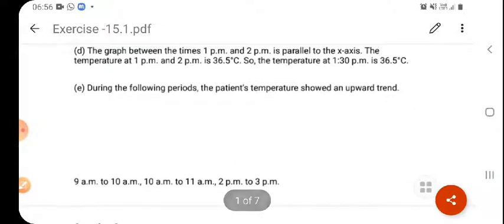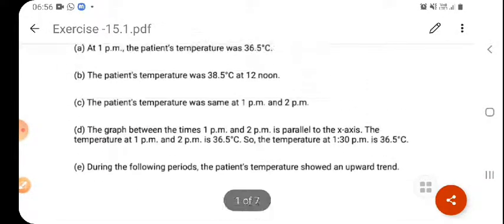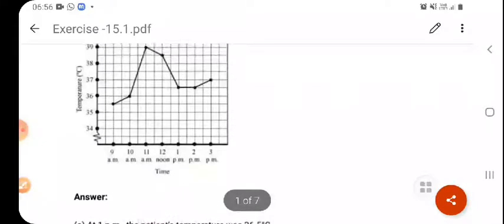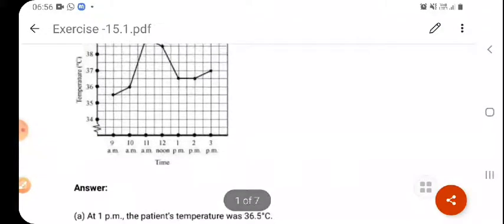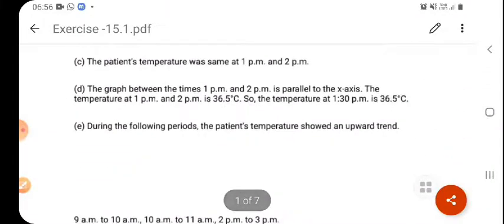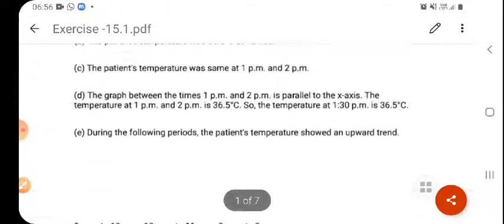Okay. So upward trends are 9 a.m. to 10 a.m. also. The increasing graph shows the upward trend: 9 a.m. to 10 a.m., 10 a.m. to 11 a.m. Okay, then again 2 p.m. to 3 p.m. Three upward trends are there.